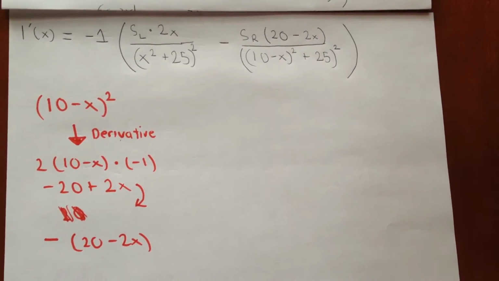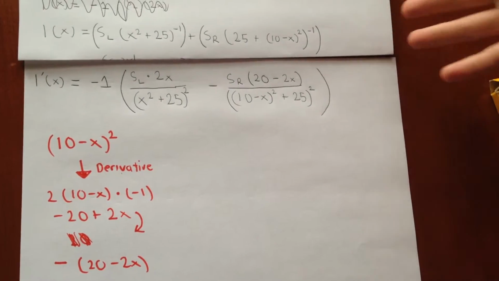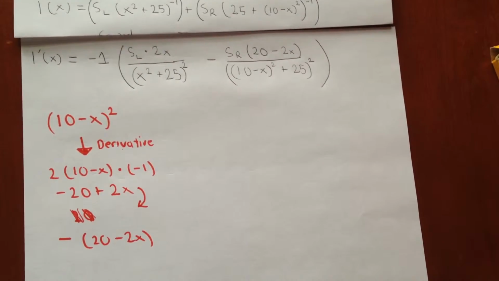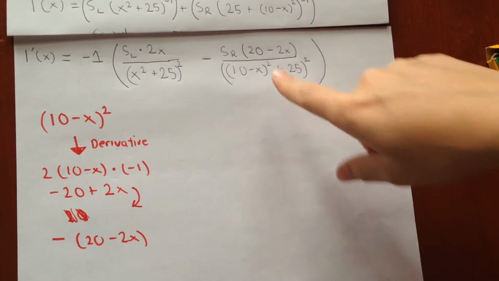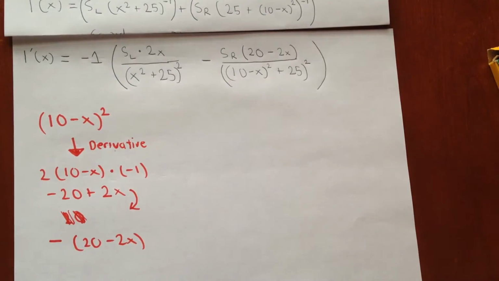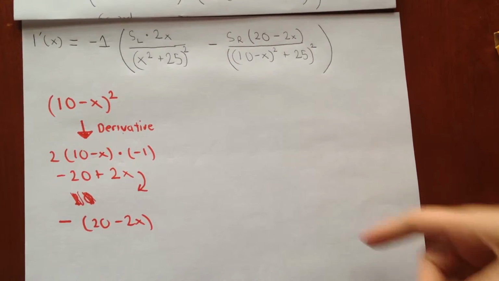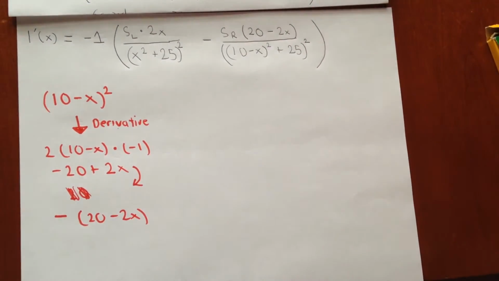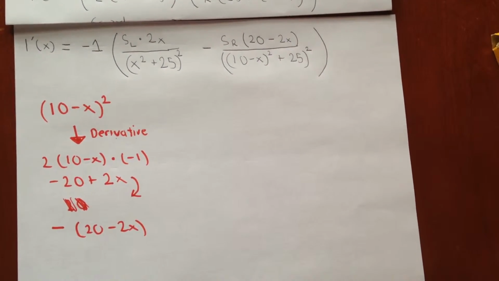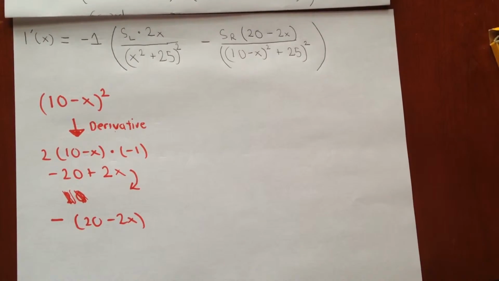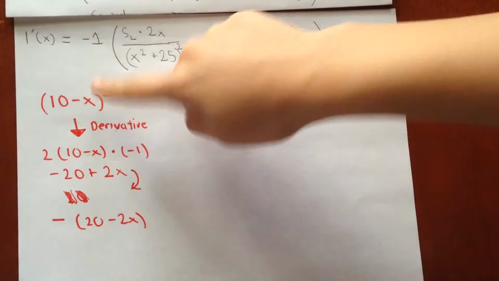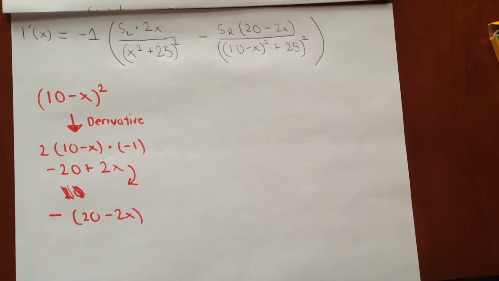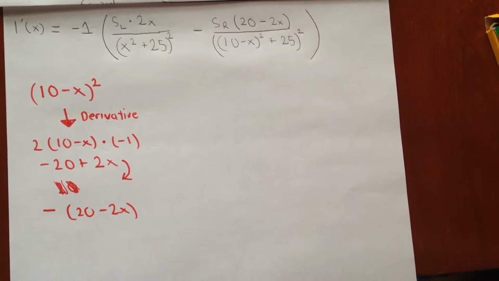So by taking the original equation that we have, you can find the derivative by using a mixture of chain rule and power rule, and then right in this section right here, we had to use the chain rule inside of the chain rule. So you take the derivative of the outside, which is the 2 times the quantity 10 minus x, and then the derivative of the inside, which is the negative 1, and then you get negative 20 plus 2x, and then you can take out the negative 1 and you get 20 minus 2x.